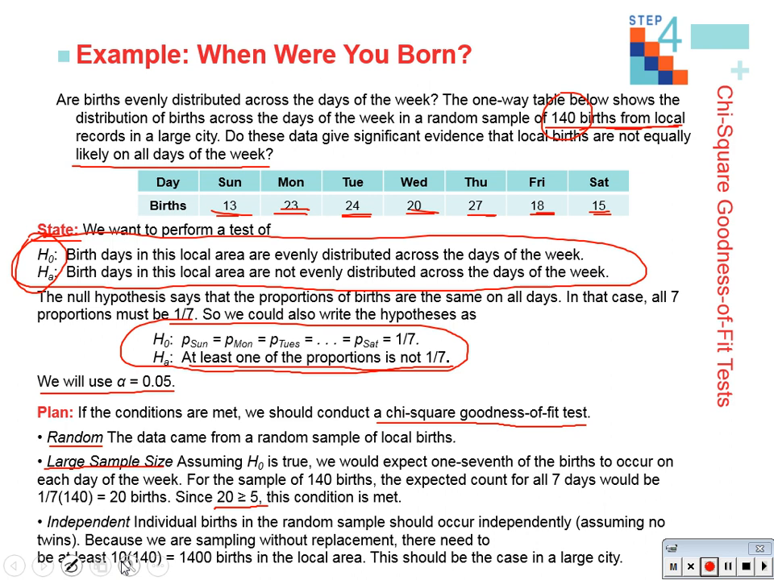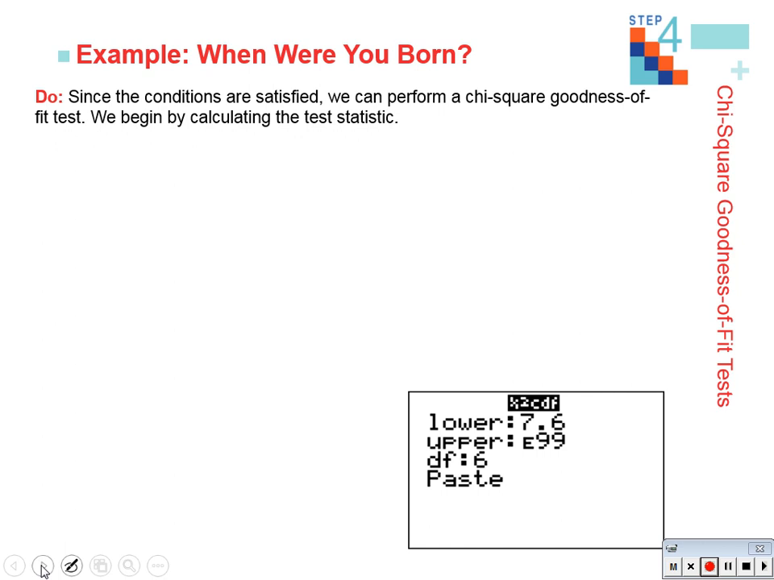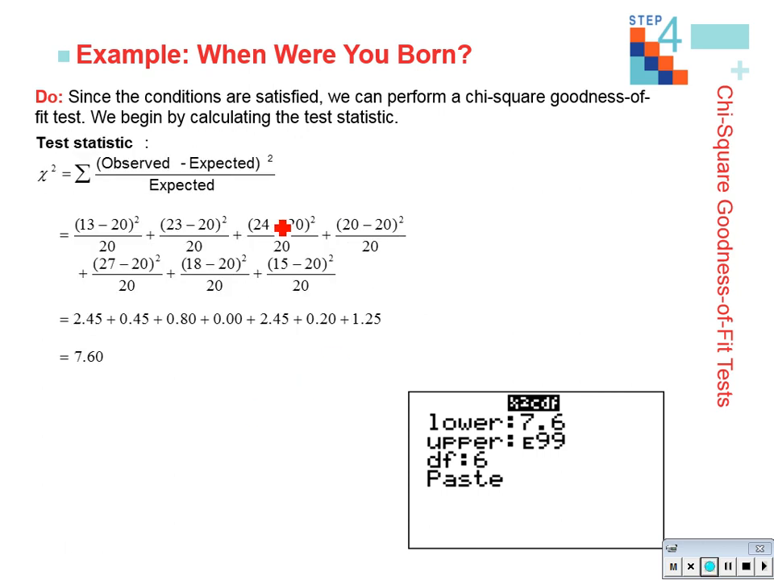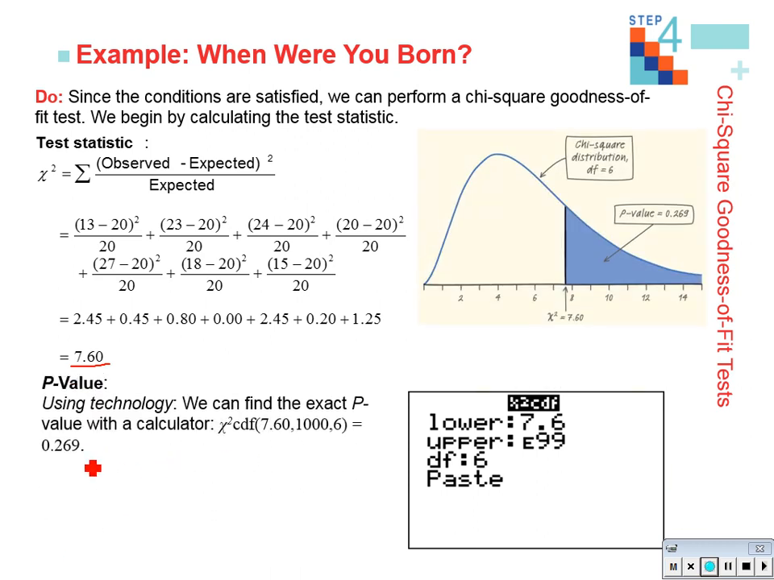And then if we're doing a random sample of 140 births, we need to assume that there are at least 1,400 births in the local area, which if this is a large city, would be a safe assumption to make. Now I can move on to the do part. In the do part, we want to do two things. We want to compute the test statistic, which in this case would be 7.60, and then we also want to compute the p-value, which would be 0.269, and we'll talk about how to do that in your calculator in a moment.